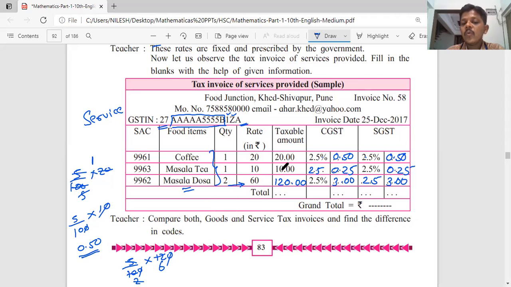Total 120, 30 and 150 rupees ka food items. ₹3.75 CGST, 3 rupees 75 paisa is SGST. 3 plus 3 is 6, plus 7.5. So 150 is your bill amount, 7.5 is your tax amount. Total amount comes out to be 157.50. This much you have to pay, out of which 150 is the amount of service, and 7.5 would be the total tax amount that you are paying. Correct? Yes, sir. Any difficulty about this part?